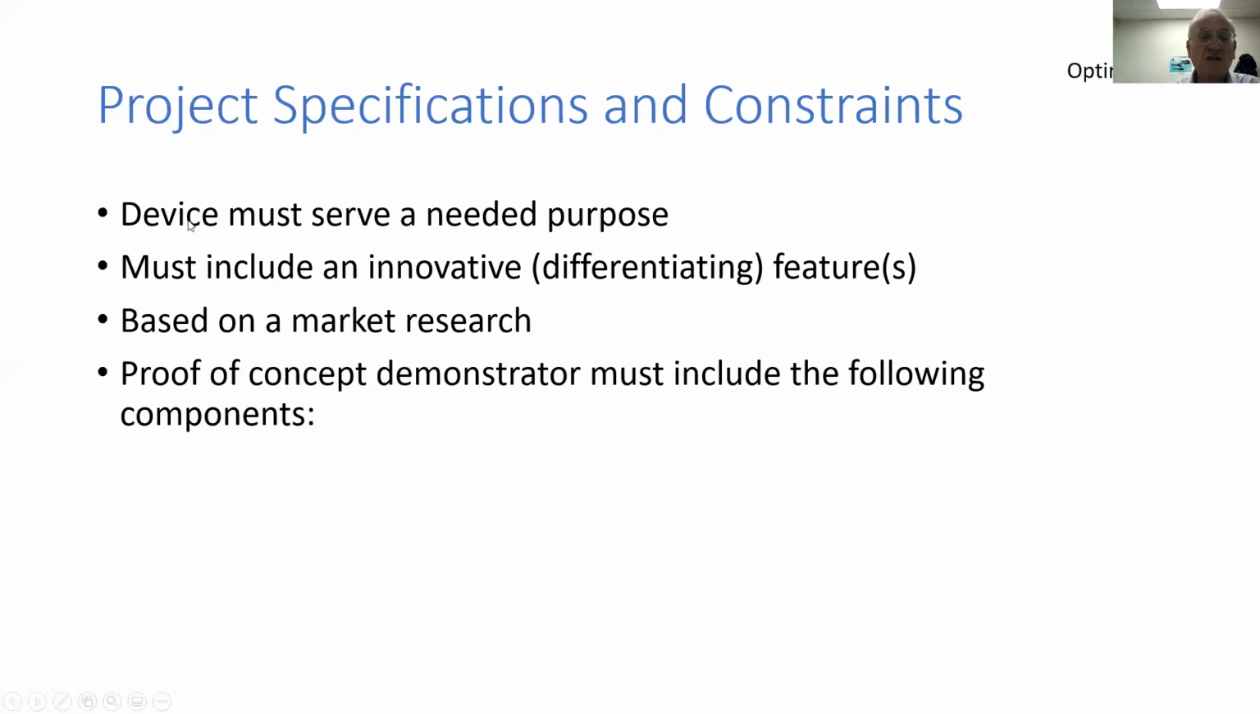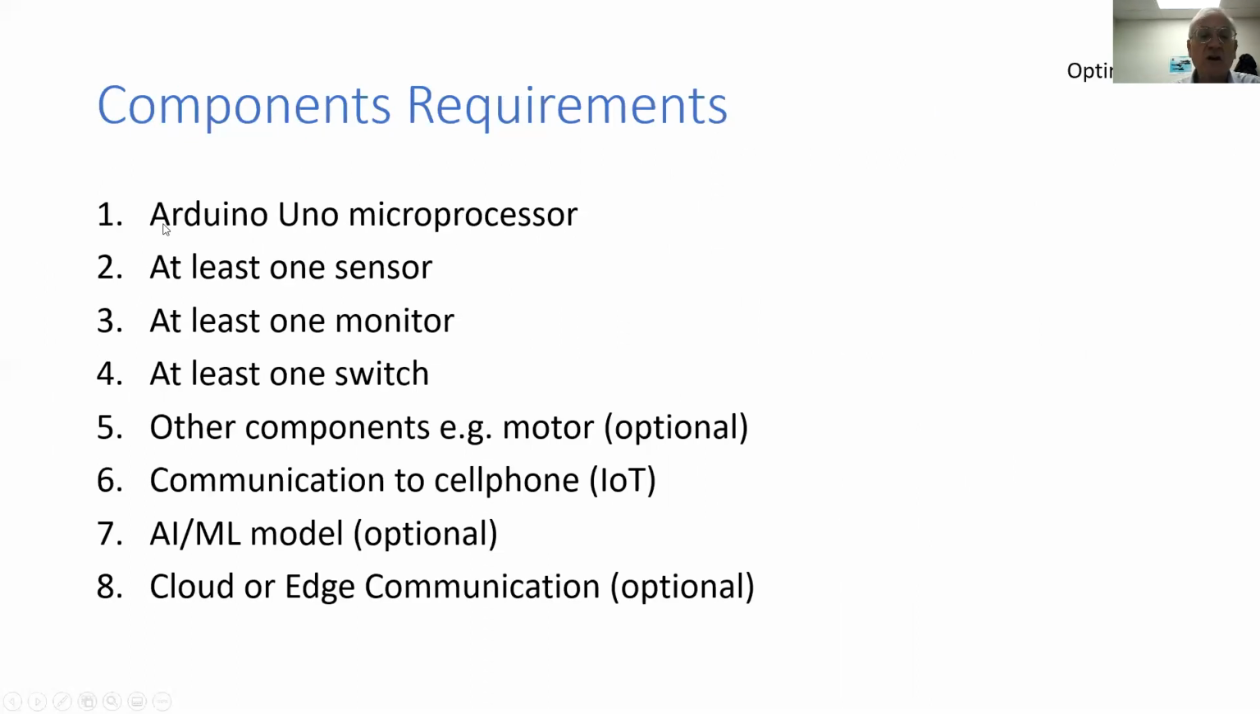The specification is that the device must serve a needed purpose. It must include innovative, so-called differentiating features. It has to be based on market research, and it has to show a proof of concept demonstrator that has to include the following components. It has to include an Arduino Uno microprocessor, at least one sensor, at least one monitor, at least one switch. Other components such as motors are optional. Communication to a cell phone, such as Internet of Things principles, an artificial intelligence machine learning model, this is also optional, and cloud or edge communication also optional for quite a bit of extra credit.